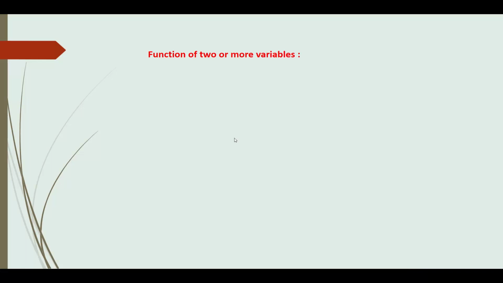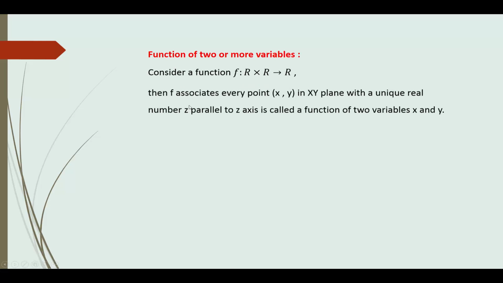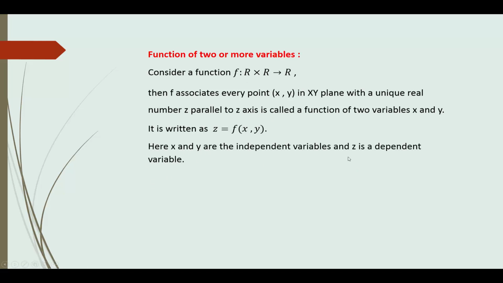Function of 2 or more variables. Consider a function f from R cross R to R. Then f associates every point (x, y), an ordered pair in R cross R, in the xy plane, with a unique real number z, parallel to the z axis, and is called a function of two variables x and y. It is written as z equal to f(x, y), function f from R cross R to R. Here x and y are independent variables and z is the dependent variable.